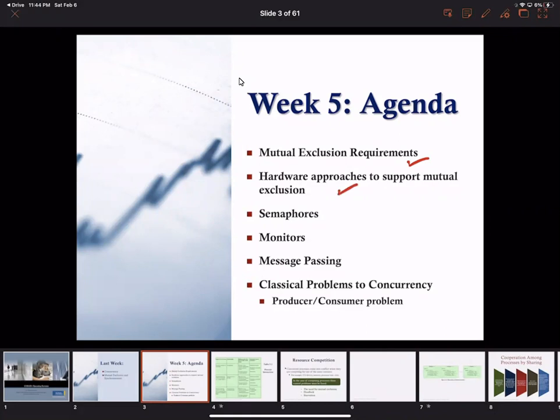Last week we talked about the software approaches. In today's lecture, we will talk about the hardware approaches as well as the operating system and the programming language approaches. The operating system and programming language approaches enforce mutual exclusion using different strategies and methods, including semaphores, monitors, and message passing. I will also go over a classical problem in concurrency, which is called the producer-consumer problem. And then I will show you how this problem could be solved using either the semaphore, the monitor, or message passing.